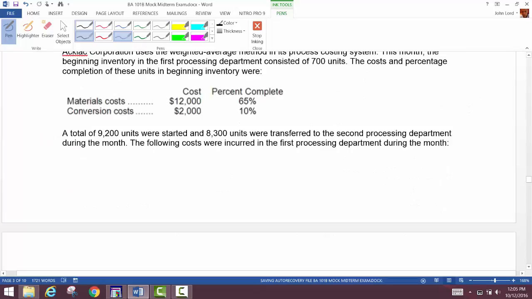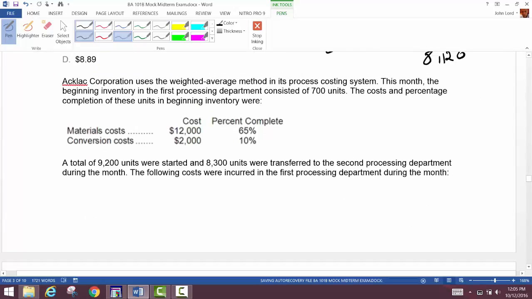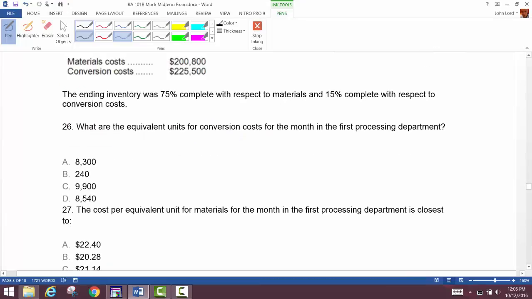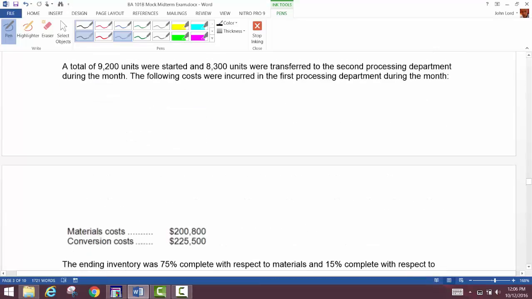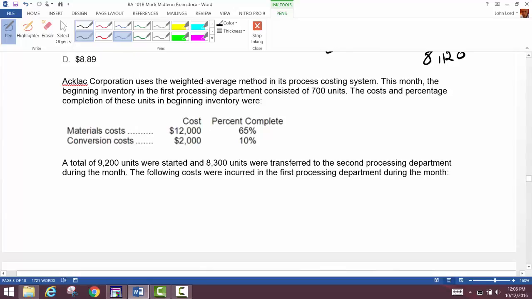And let's look at this company. They tell me that all of them are going to always use weighted average. We start out with 700, and they give us the costs associated with that. They tell me that 9,200 units were started and 8,300 units were transferred. So this is again one where I'm going to have to calculate the ending, right?